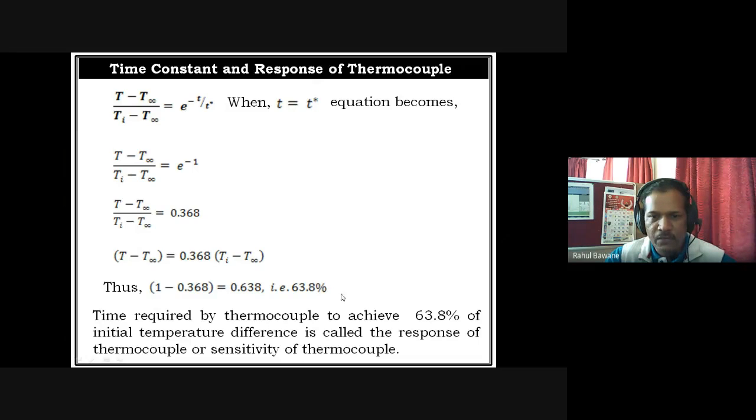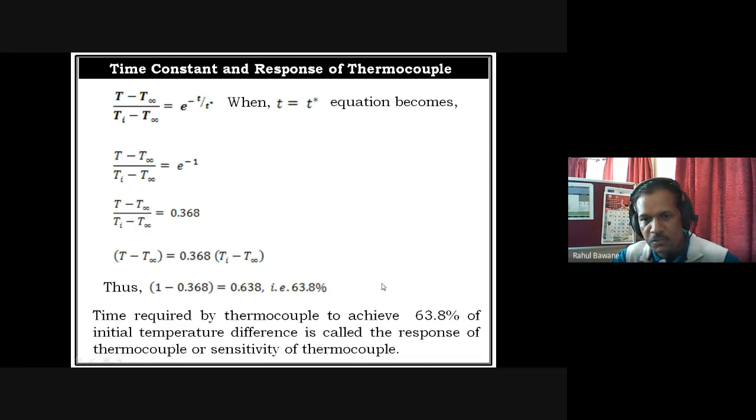So it is not required that your thermocouple attain 100% of your surrounding fluid temperature before you can say that now our thermocouple is reading 100% and this is its response. No, it at least reads 63.2% of the initial temperature difference. Attaining this much percent of the temperature difference is known as the response of the thermocouple. So the time required by a thermocouple to achieve 63.2% of the initial temperature difference is called the response or sensitivity of the thermocouple. So remember, many times in a practical exam it is also asked.